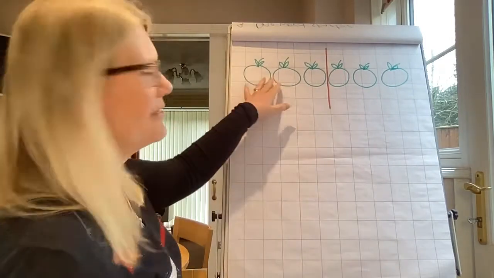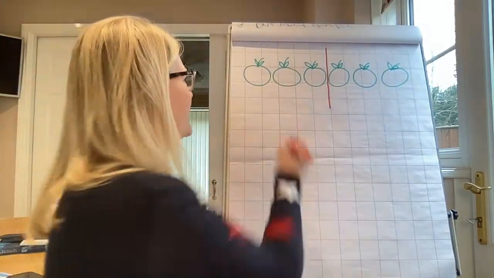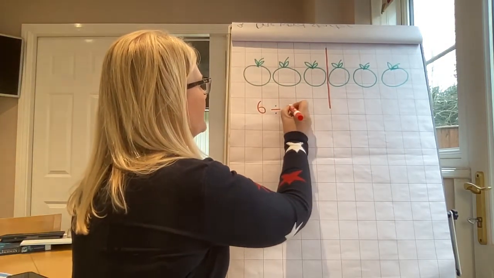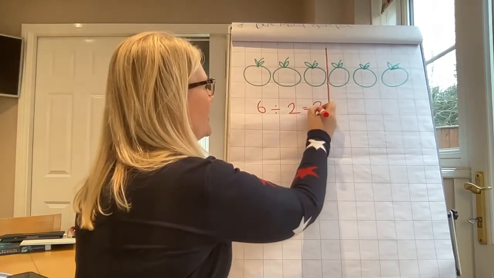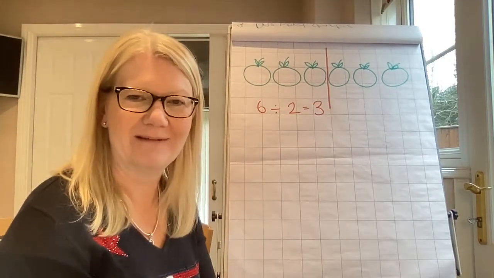Okay, and I think we can all see that the answer is 3. There are 3 on each side. So 6 divided by 2 equals 3. Excellent, you're doing really well.